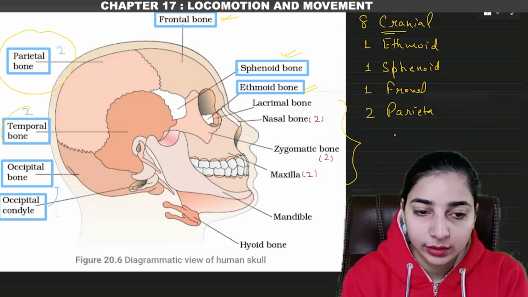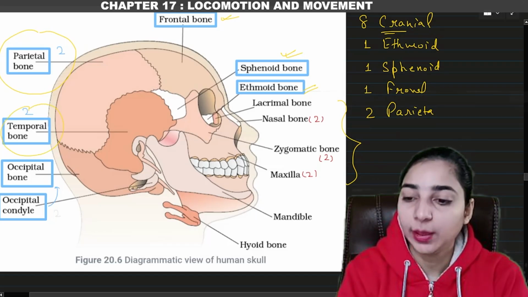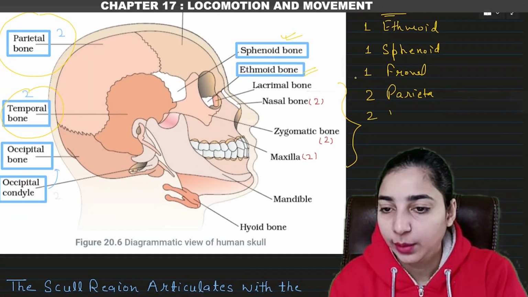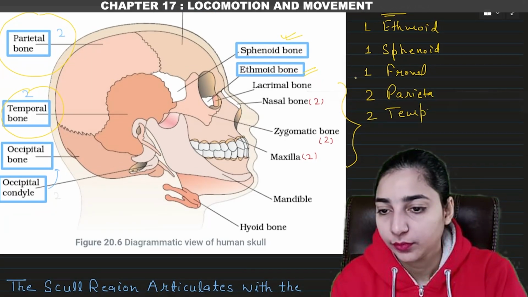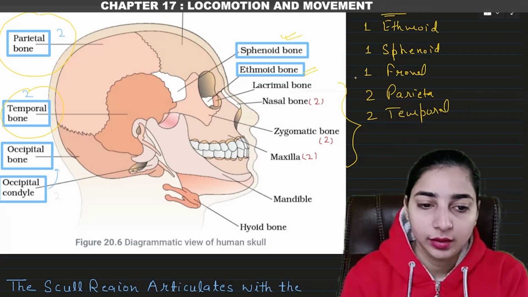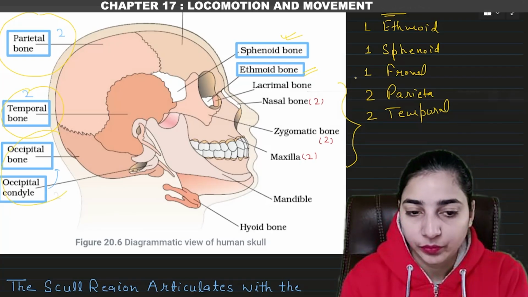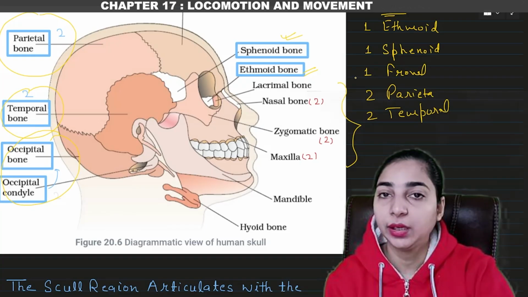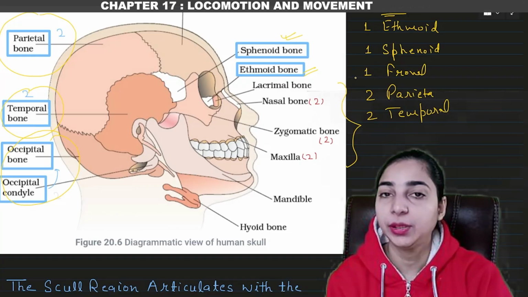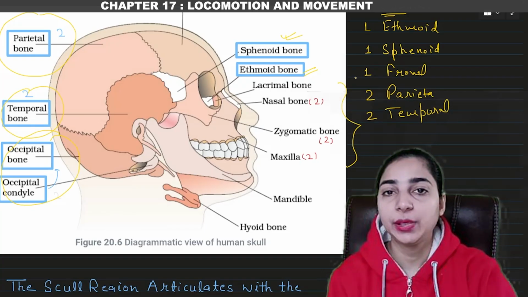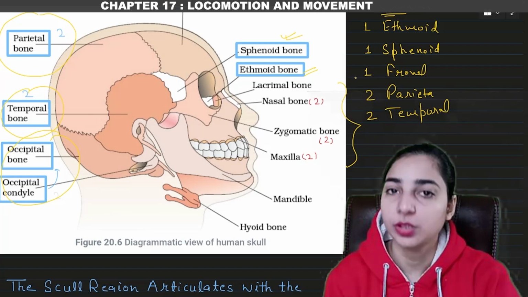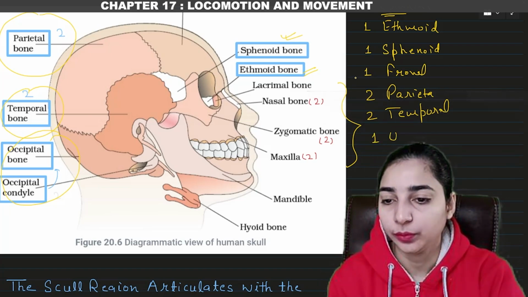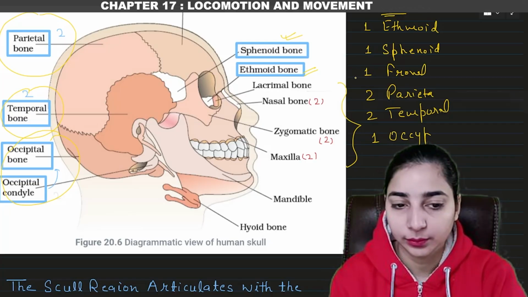Then temporal bones. Again, 2 temporal bones. Let me write down 2 temporal bones and 1 occipital bone. Now here you can see 2 boxes. One box is showing the occipital bone and the other box is showing the occipital condyle. Actually, the occipital condyles are part of the occipital bone, so you will have to count only one. So one occipital bone.